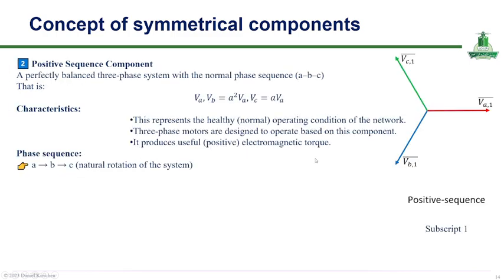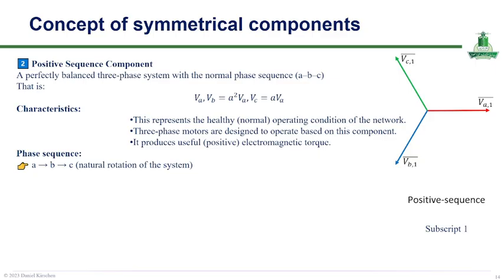All right, this is the concept of the positive sequence component. The positive sequence component represents the normal operating condition of the three-phase power system, where all three voltages or currents have equal magnitude and are separated by 120 degrees in the correct phase order, typically ABC. This sequence reflects a perfectly balanced system, which is how power systems are ideally designed to operate.